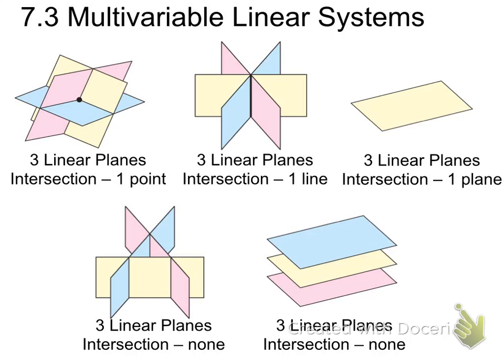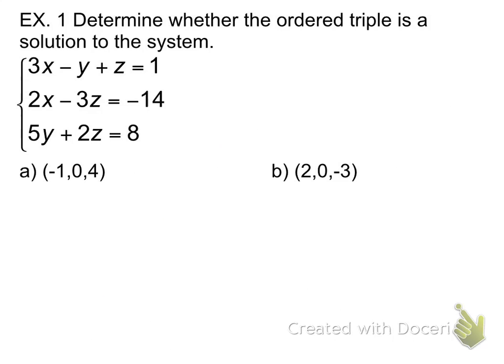Okay, so let's look at how we're going to solve these multivariable linear systems. In example 1, we're given three equations with variables x, y, and z, and they want us to determine whether the ordered triple is a solution. So on this one, we're just going to plug the ordered triple into each of these equations to see if it's a solution. It has to work in all three equations in order to be a solution to the system. So if I find one of the equations doesn't work, then I can stop working because it has to work in all three.